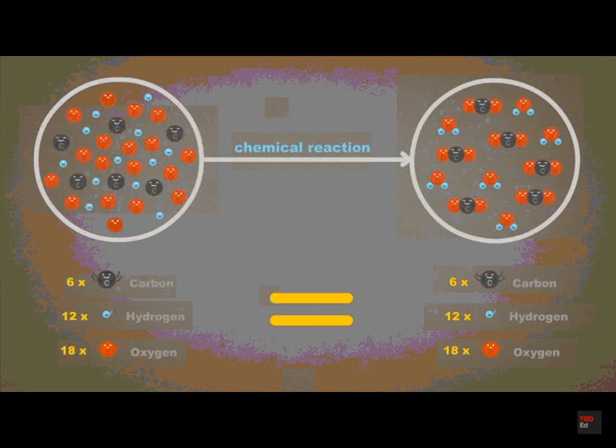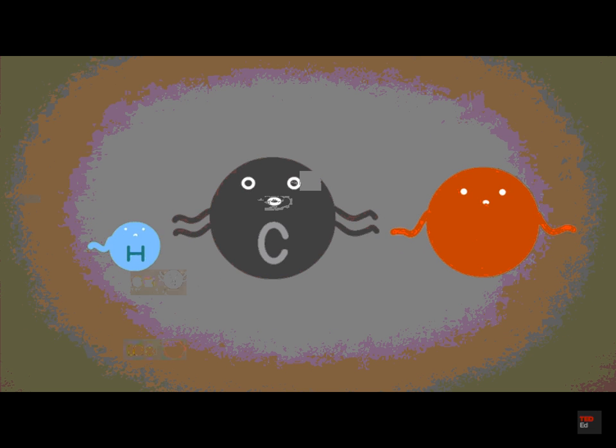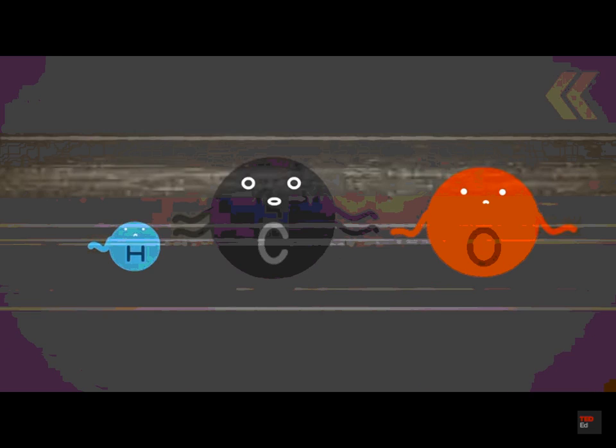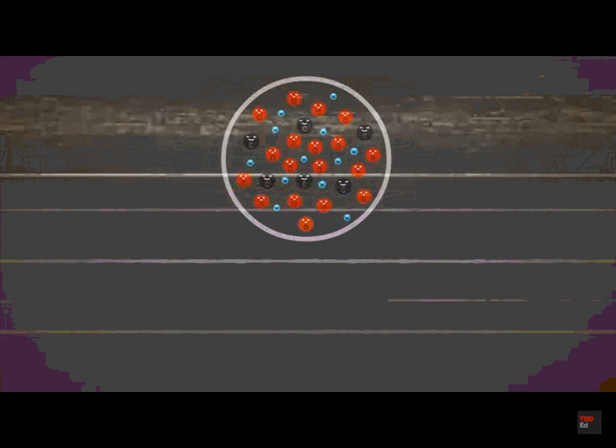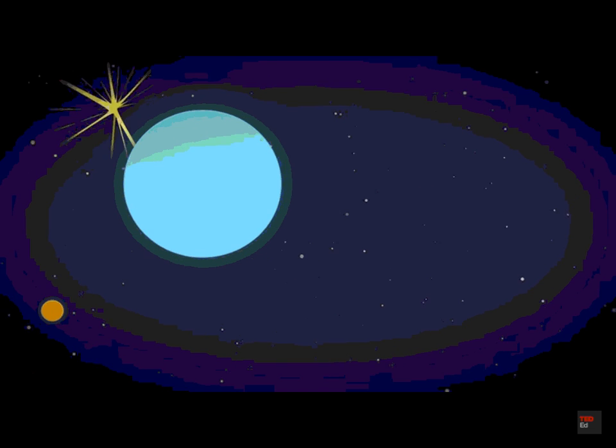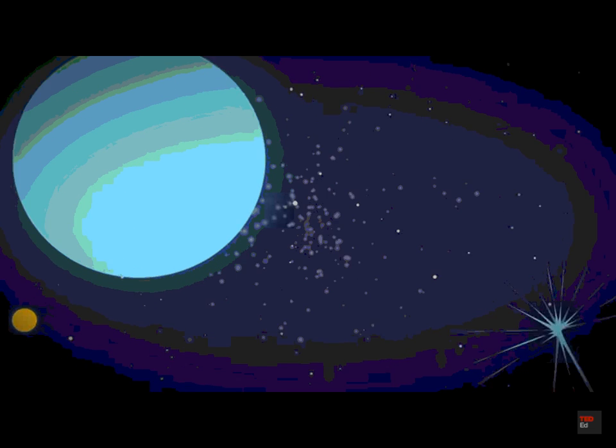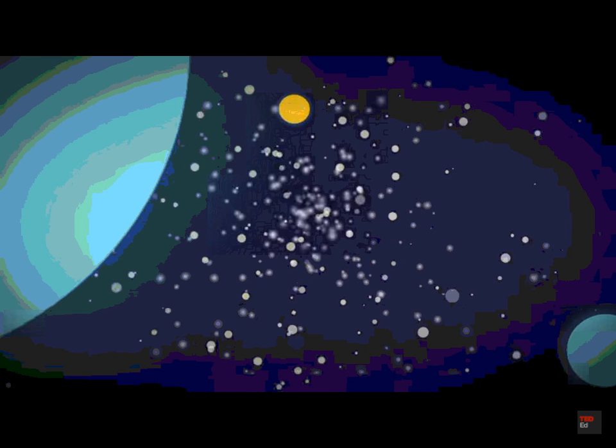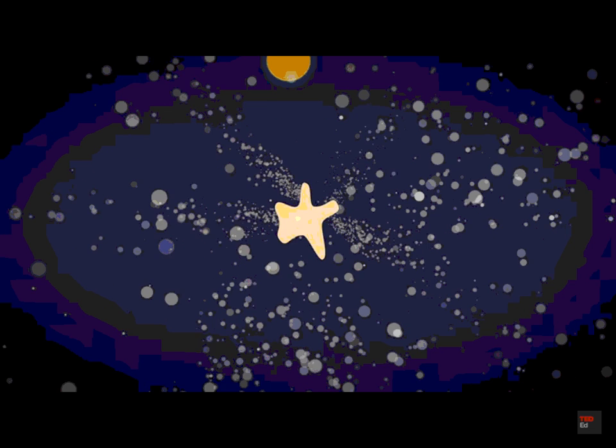So if mass can't be created or destroyed, where did these atoms come from in the first place? Let's turn back the clock and see. Further, further, further, too far. Okay, there it is. The Big Bang. Our hydrogen formed from a high-energy soup of particles in the 3 minutes that followed the birth of our universe. Eventually, clusters of atoms accumulated and formed stars.